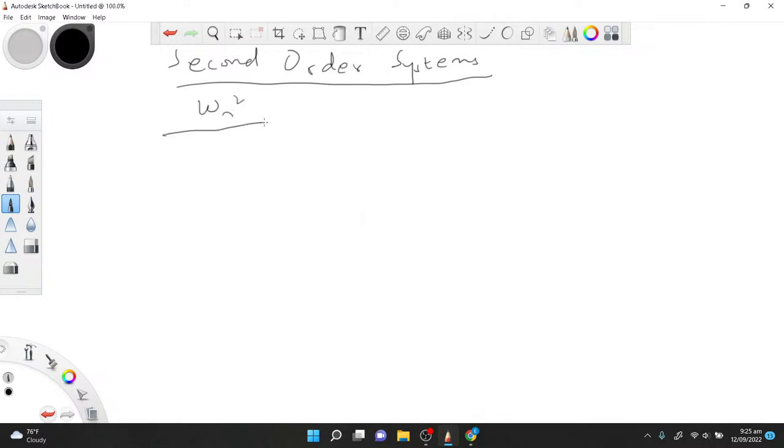We are moving on to second order systems. From classical second order systems, we use the underdamped one to represent. So we have omega n squared over s squared plus 2 zeta omega n s plus omega n squared. So these are our second order systems. Let's see.